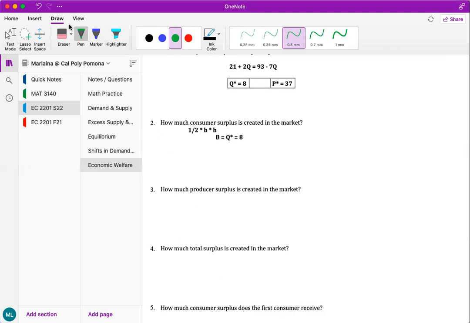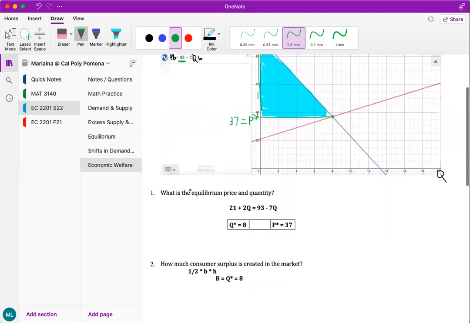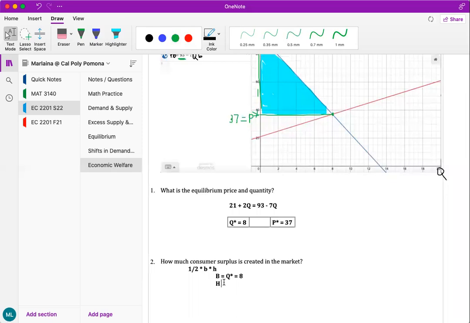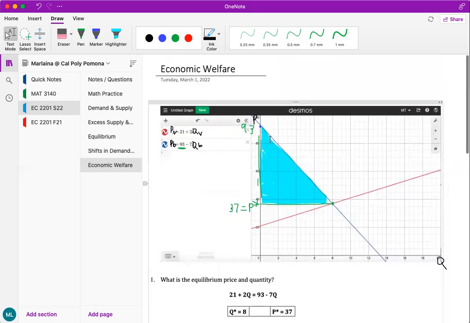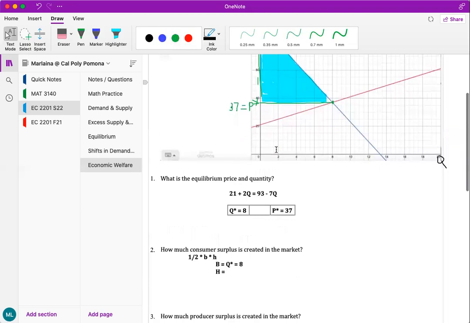So when we're looking for the height, it's not going to be just 93. It's not going to be a straightforward number like it was for the base. For the height, we're actually going to have to do a little bit of calculation. So our height is the y-intercept of the demand curve, 93, minus the equilibrium price here of 37, and that's going to be equal to 56.